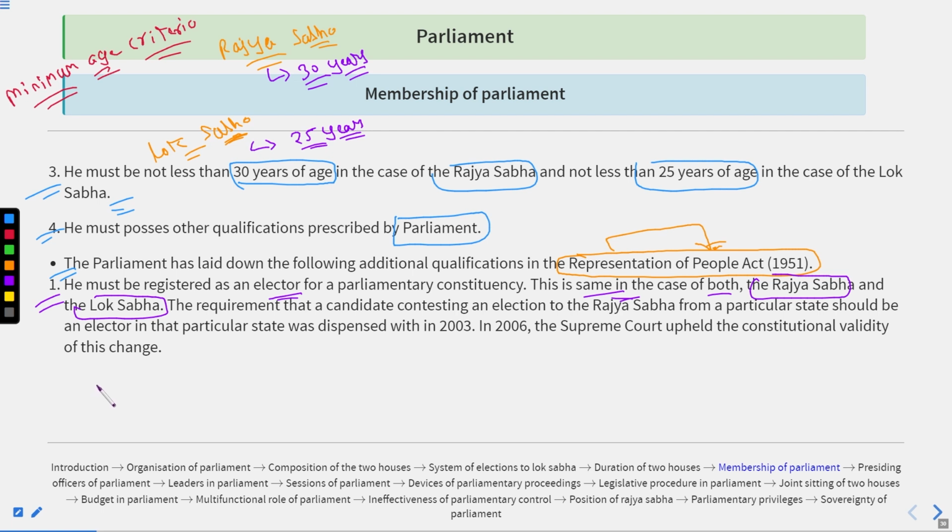The requirement that a candidate contesting an election to the Rajya Sabha from a particular state should be an elector in that particular state was dispensed with in 2003. In 2006, the Supreme Court upheld the constitutional validity of this change. All right.